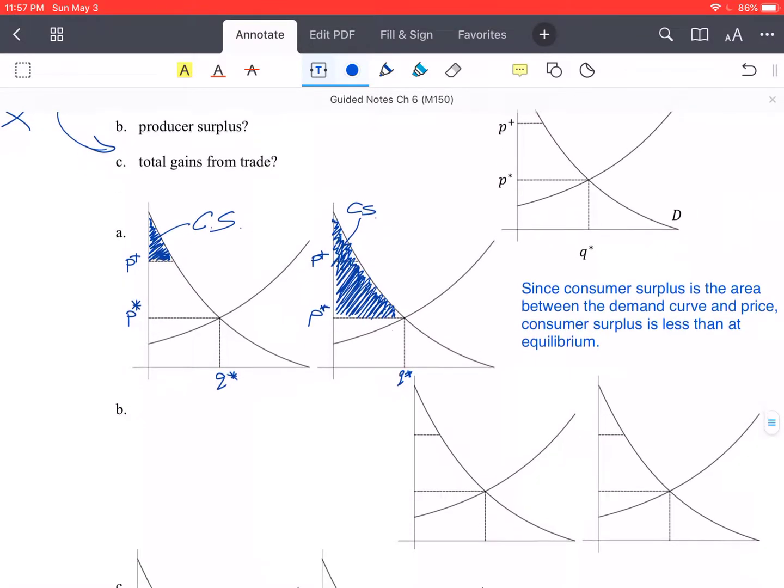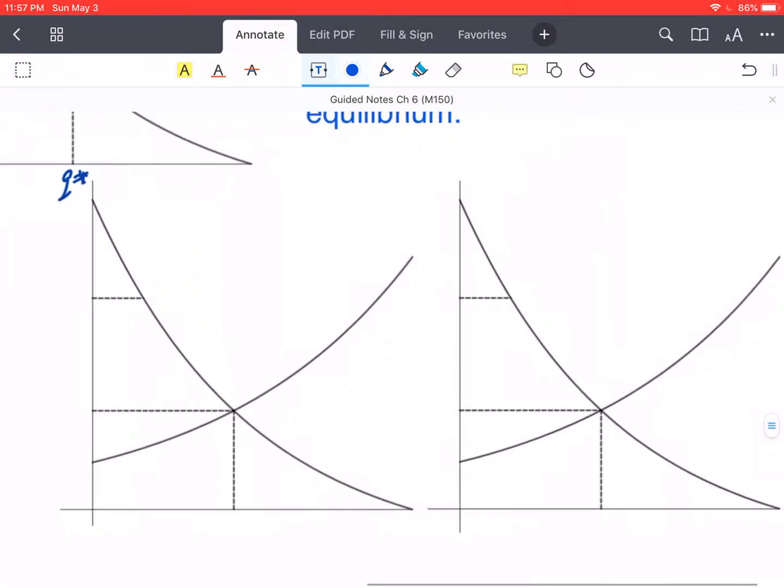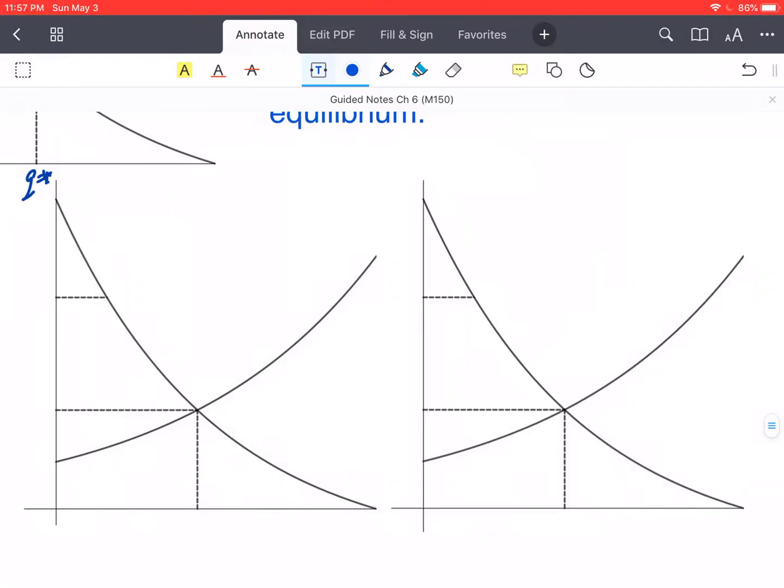All right. Then let's look at producer surplus. So let's look at these graphs here. So let's do this in purple here. Okay. So for producer surplus, we have P plus, here's P star, here's Q star. Ordinarily, producer surplus would be the area between equilibrium and the supply curve.